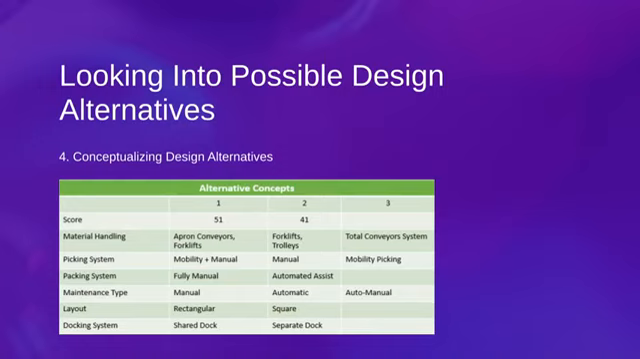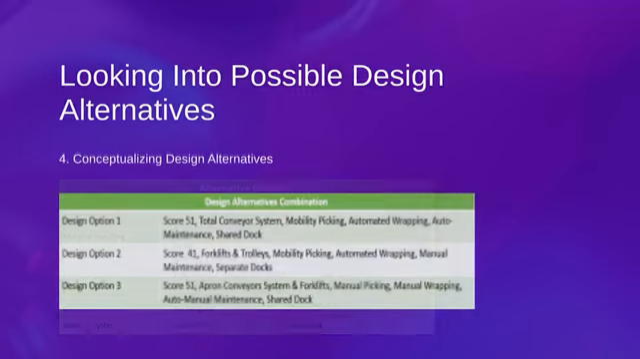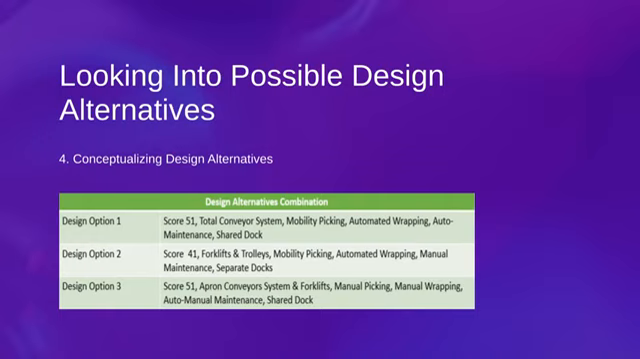So we came up with many alternatives. Actually, if we will try to combine these different alternative concepts into alternative designs, and we select the optimum design options we can possibly think of. So design option 1 will have score 51, which will be a total conveyor system. It will have mobility picking and automated wrapping, auto maintenance, shared dock. The design option 2 will have a score of 41, which is set by the FLAP software. Okay.